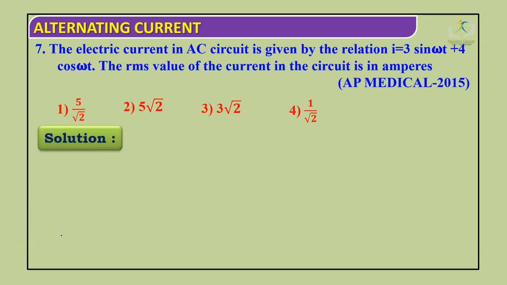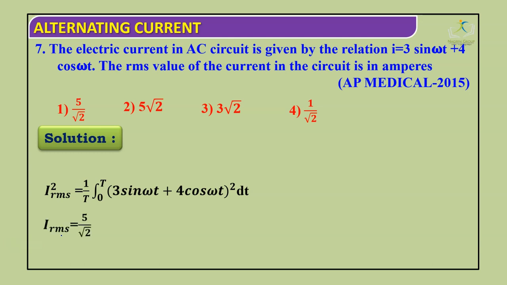The solution part which we have, we know that IRMS square is equal to 1 by T, integral from 0 to T, of 3 sin omega t plus 4 cos omega t whole square dt. So the value of IRMS is equal to 5 by root 2. According to that, we can calculate the value of the IRMS current also. So after solution, the value becomes 5 by root 2.